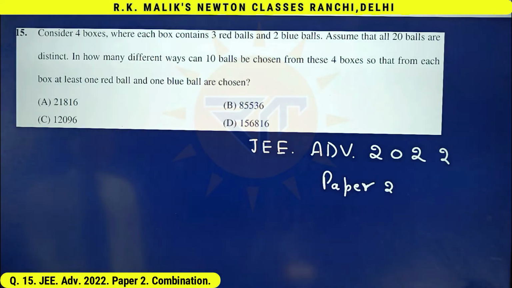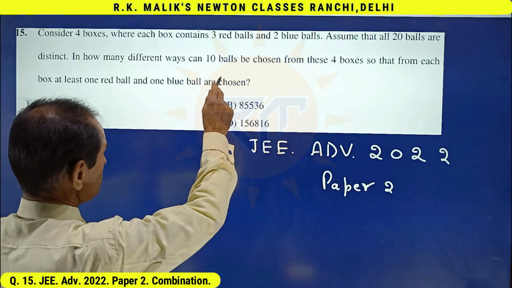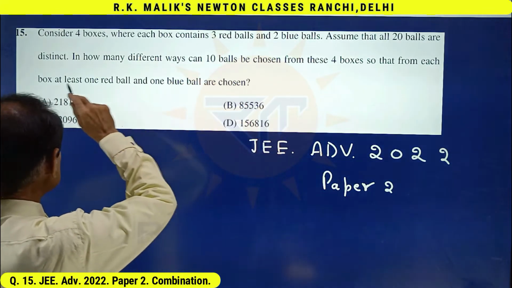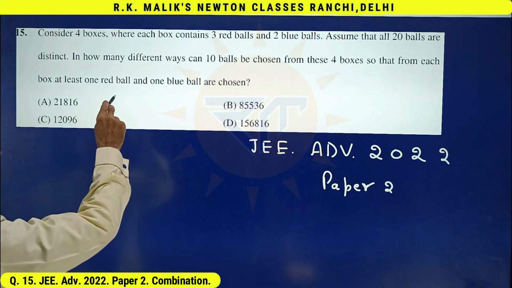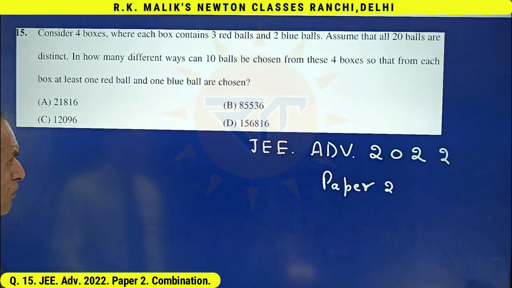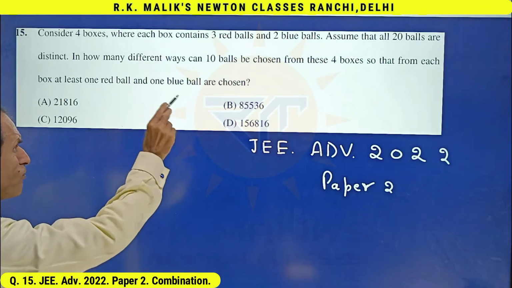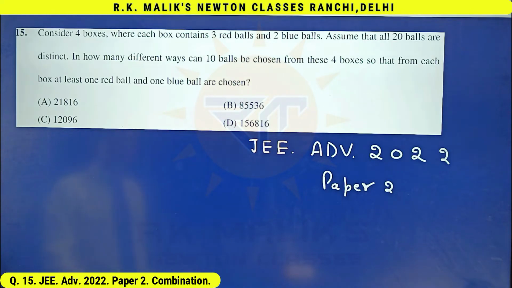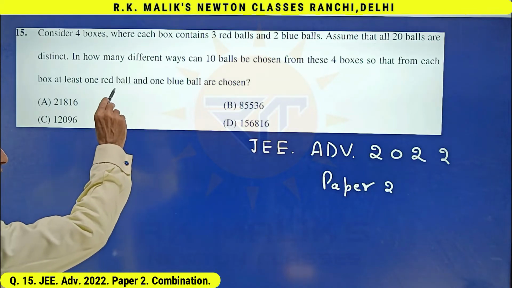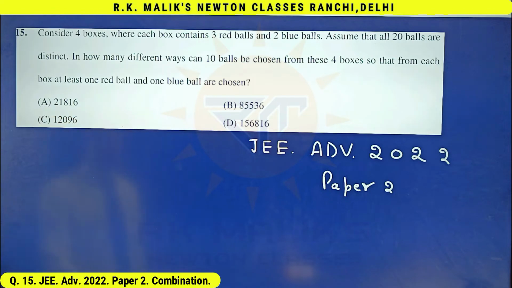And the other interpretation of this question is, from these 4 boxes we have to choose 10 balls so that from each box at least 1 red ball and exactly 1 blue ball are chosen, because the only information given is 1 blue ball. But when I did this question, I found that if I use the interpretation at least 1 blue ball is chosen, then I get the answer 21816.